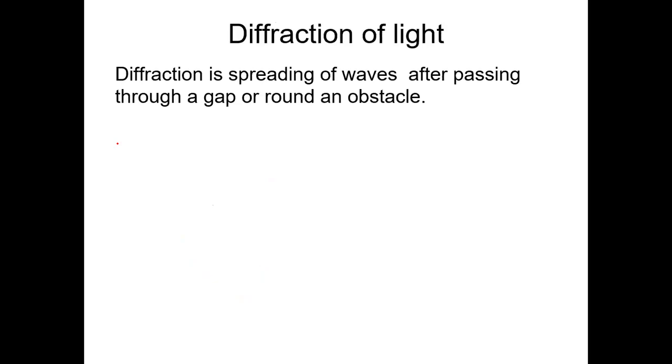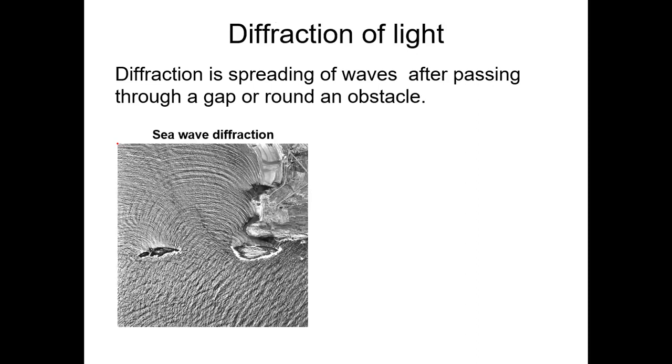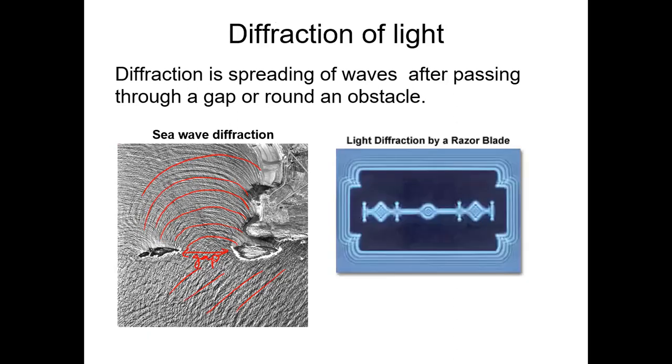Okay, next is the diffraction of light. Diffraction is the spreading of waves after passing through a gap or around an obstacle. So you can see clearly over here, diffraction is happening. The plane waves are coming from here, and you can see that the diffraction is happening over there. So actually, this was the gap through which the water waves pass, and they bend.